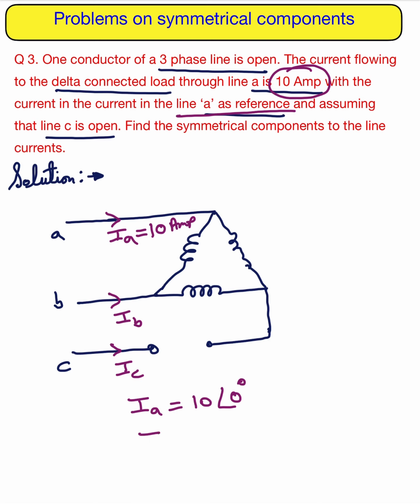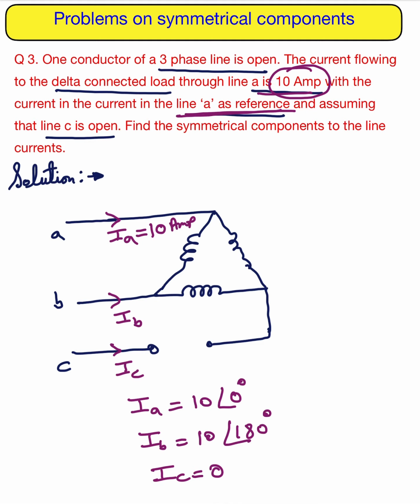So what is the value of IB? IB is the current in line B. The question mentions the three-phase line with the current of line A as 10 ampere and as the reference. Since C is open, IC is 0, and IB is also 10 with a shift of 180 degree.